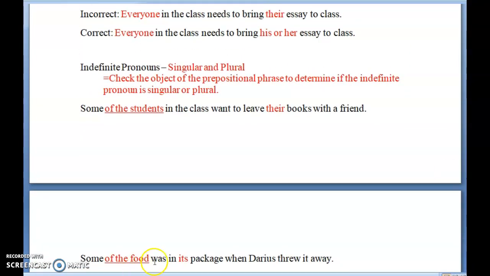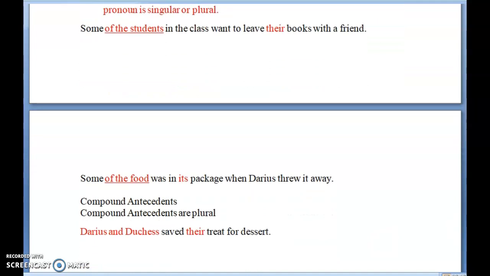Conversely, if we have a singular object of the prepositional phrase, some of the food, some is acting as a singular antecedent, which tells me that some is acting as a singular subject, so it has to be paired with a singular object case pronoun, its. Okay, all right, let's keep going because I only have a little bit of time left.